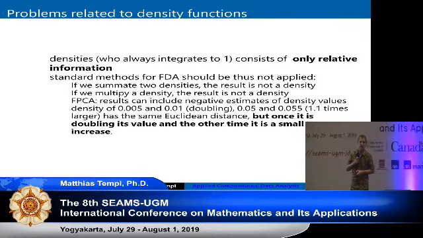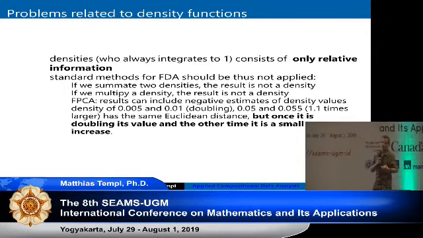And now there are some problems if you apply this standard functional data analysis to these data. In the standard way, if we sum 2 densities, the result is not a density. If we multiply a density, the result is not a density. Even with functional principal components, we will see that we can have negative estimates of density values. That is not very nice to have. And in addition, if we have a density value of 0.05 and another one of 0.01, that's a fivefold difference. But if you have a value of 0.05 and 0.055, that's just 10 percent larger, but the Euclidean distance is the same as before. So again, Euclidean distances are not very appropriate for this problem.